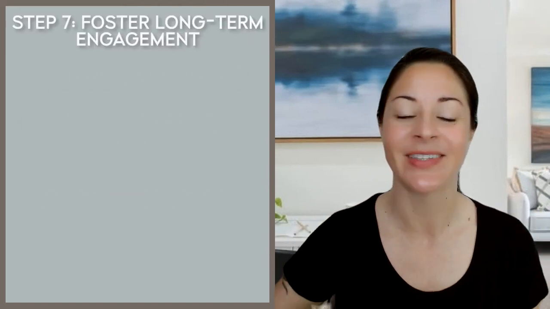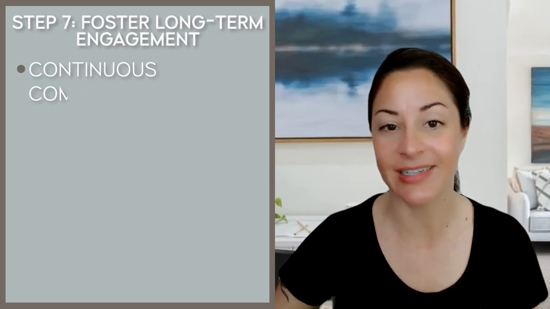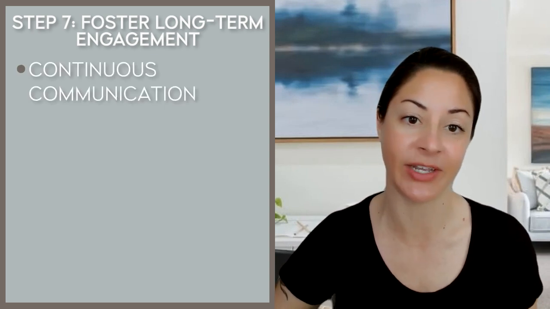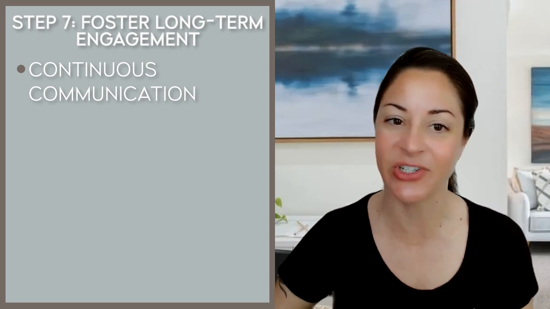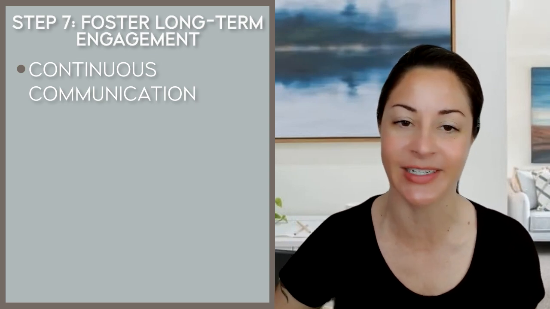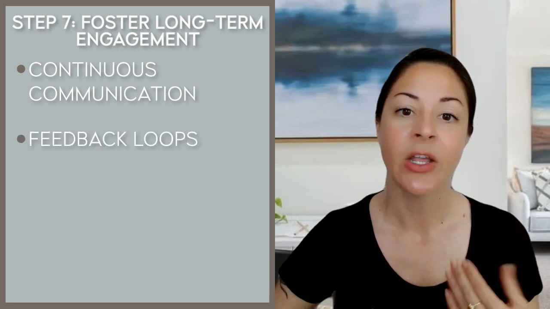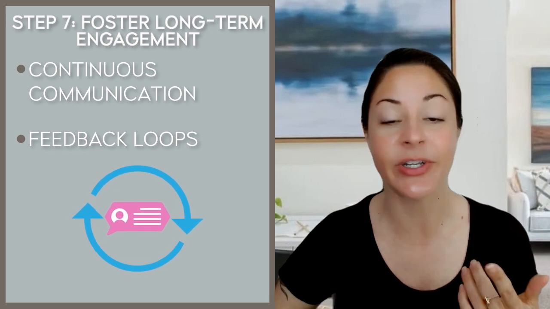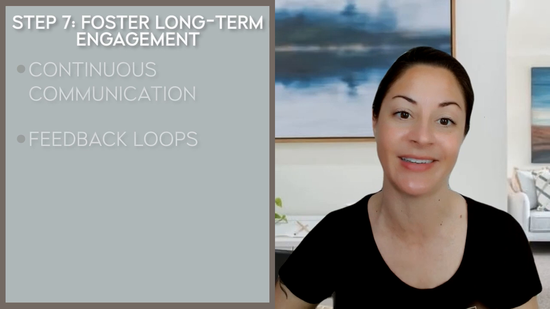Step 7, time to foster long-term engagement. It starts with continuous communication. Establish ongoing communication channels to keep your audience informed about upcoming events, industry trends, and exclusive opportunities. And then you'll want to create your feedback loops. Create feedback loops to gather continuous insights, ensuring your STP strategies remain aligned with changing market dynamics.